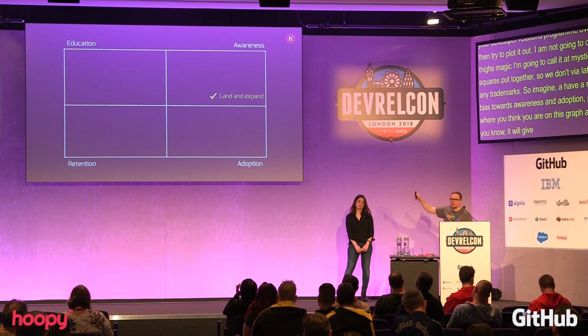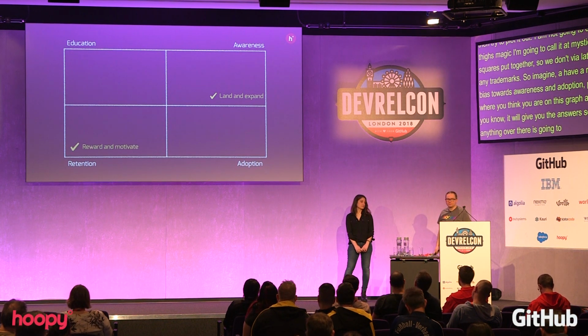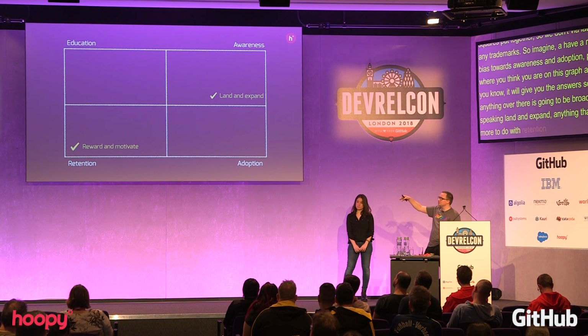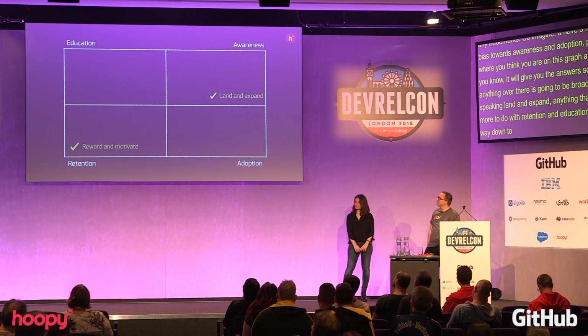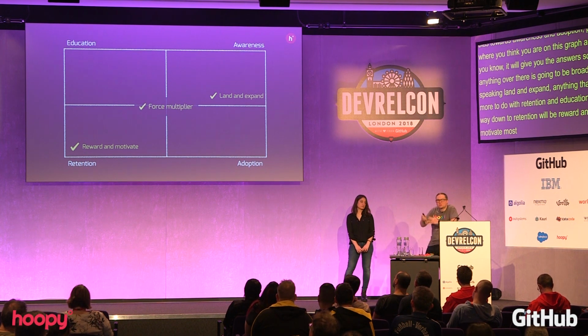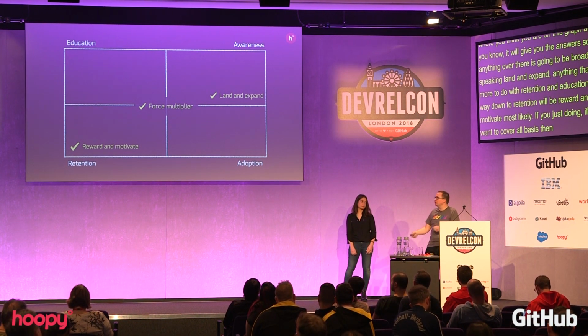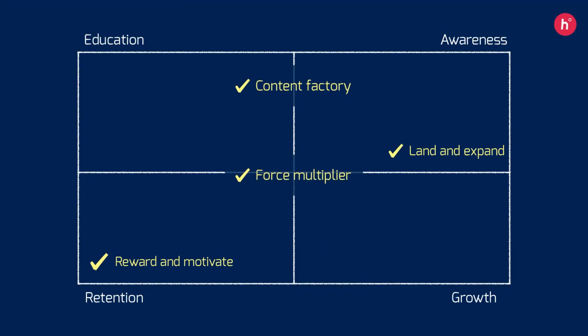So anything over there is going to be, broadly speaking, land and expand. Anything that's more to do with retention and education, or way down to retention, is going to be reward and motivate, most likely. If you want to cover all bases, then force multiplier, because you're getting people to really just help you execute. And if you particularly are looking at awareness and education, then content is a really nice scalable way to do that. And if you're rewarding people and motivating people to create great content, then you're going to build awareness, and hopefully you're going to educate.